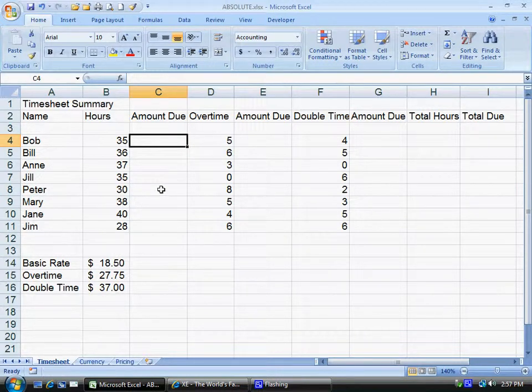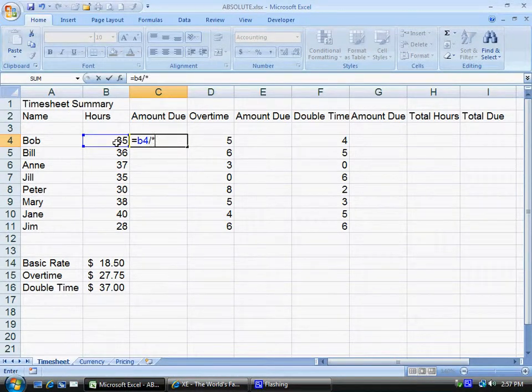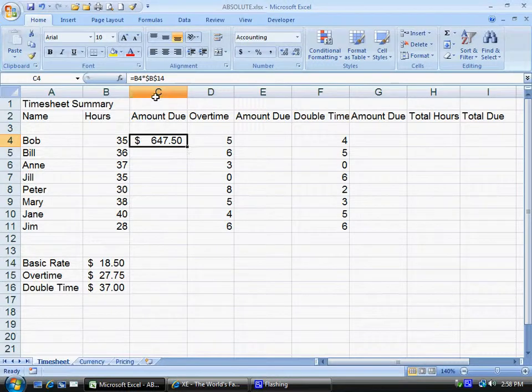So the formula is going to be that this cell equals this cell here, B4, times, and we need an absolute reference to B14, so we type $B$14. When we hit the tick up here, or hit the enter key on the keyboard, we get an answer of $647.50. It's B4 times $B$14.